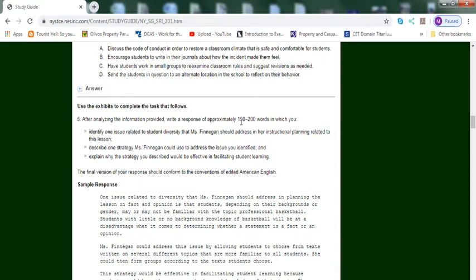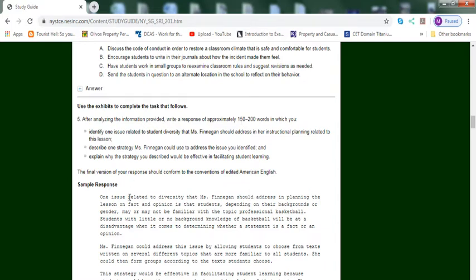These 3 parts are basically saying, do you understand what the passage was about? And if you do, talk about it: what the whole plan is, what the benefit is, what's going on, how you describe your strategy. So, for example, identify one issue related to student diversity that Ms. Finnegan should address in her instruction plan. So you say, one issue related to diversity that Ms. Finnegan should address in her instruction planning related to this lesson is, and then you talk about it.